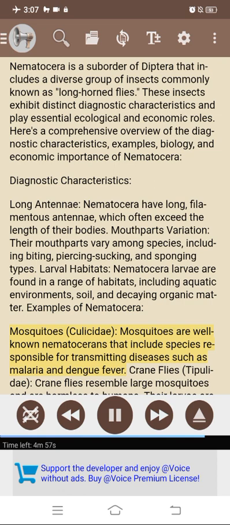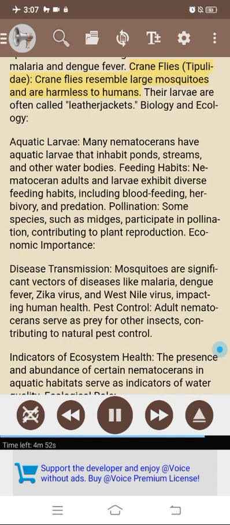Examples of Diptera. Mosquitoes. Mosquitoes are well-known nematocerans that include species responsible for transmitting diseases such as malaria and dengue fever. Crane flies resemble large mosquitoes and are harmless to humans. Their larvae are often called leatherjackets. Biology and ecology. Aquatic larvae.